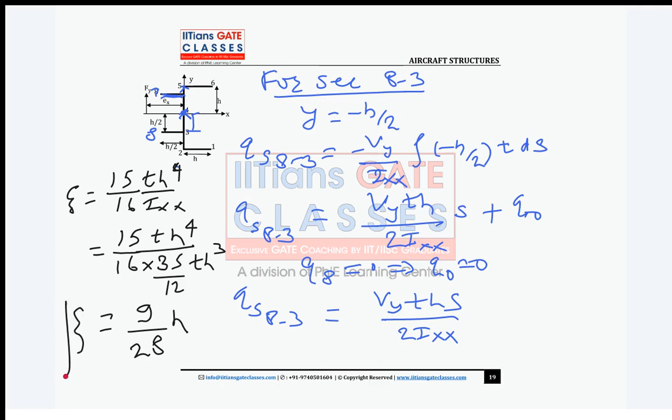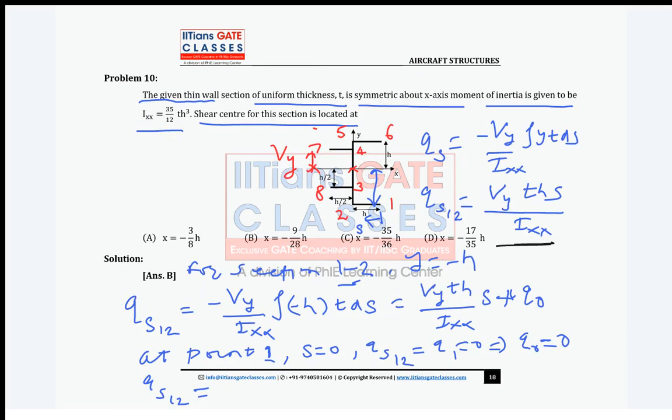Now this is which side? This is which side guys? On negative x-axis, right? It is which side? Negative, right? So if you write in terms of the zeta x, what it will be? It will be minus 9 by 28 h. Why minus sign guys? It is on negative x-axis. So what is your answer guys? B is the answer. B is the answer. So everybody, it is clear how to find this shear center.